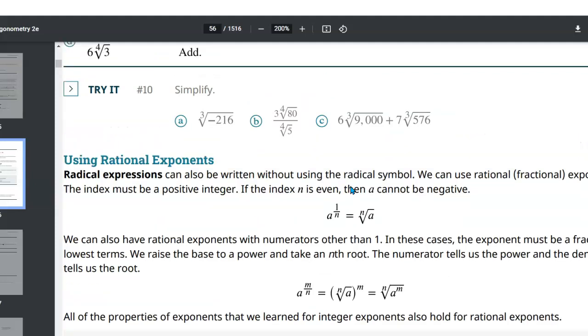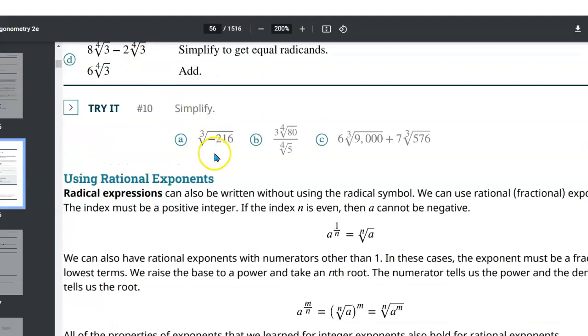Well, on the try it problem, right before I move on, see if you get -6 here. And this should be 3 times the 4th root of 16 when you divide these. So it's 3 times 2, and that's 6. See if you get -6 here, +6 here. This one's kind of tough.